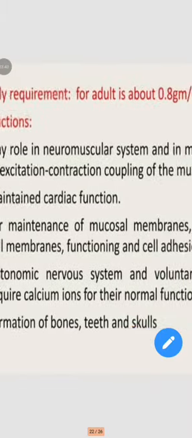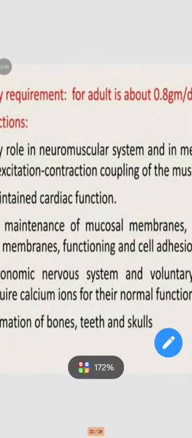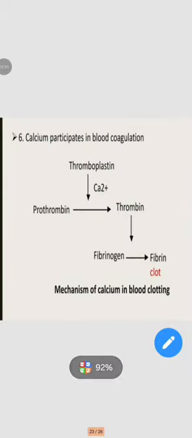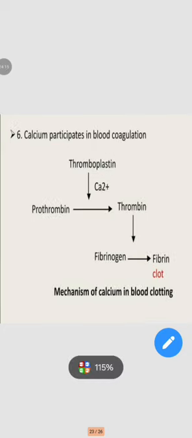Then the formation of bones, teeth and skull. Calcium participates in blood coagulation. First of all, thromboplastin and Ca2+ are added. Then prothrombin is converted to thrombin. Then thrombin converts fibrinogen into fibrin. These are the mechanisms of calcium in blood clotting.